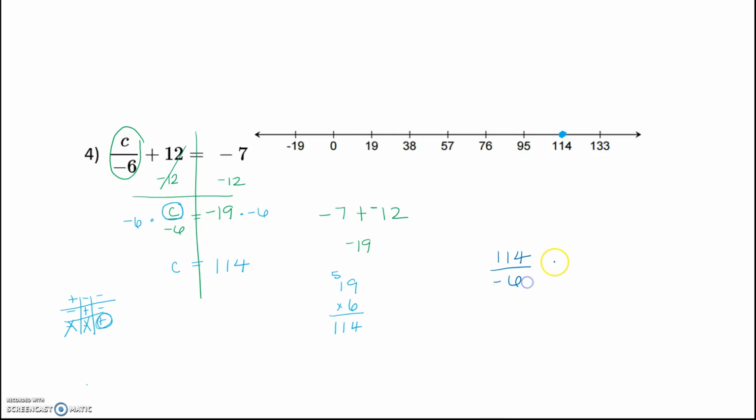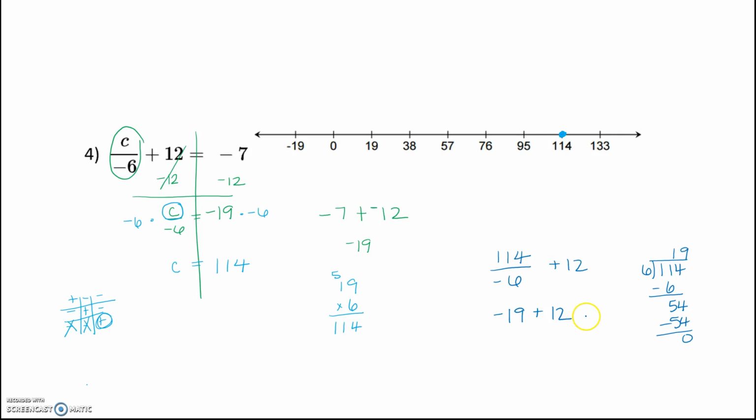over negative 6 plus 12, okay? So I'm going to divide 114 by 6. 1 times 6 is 6. 11 minus 6 is 5. I have 54. 9 times 6 is 54. I get a 0. And I divided by a negative, so it's a negative 19 plus 12.